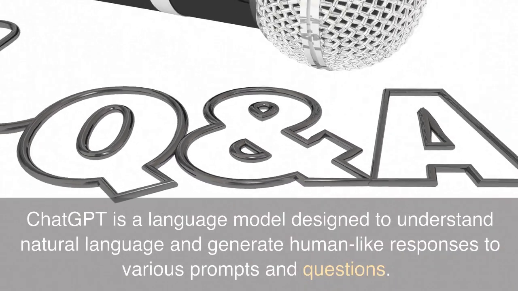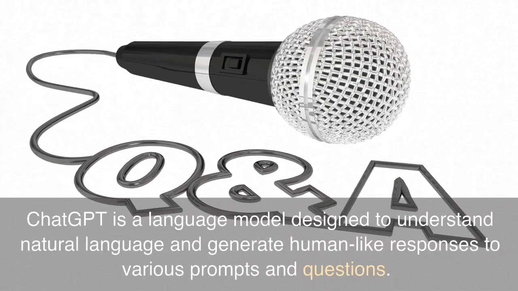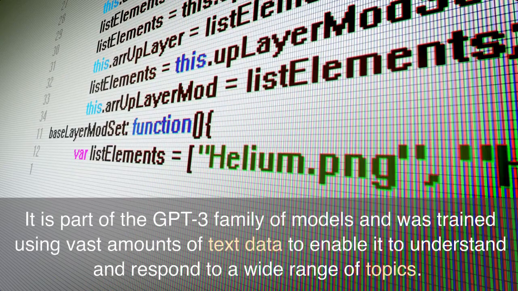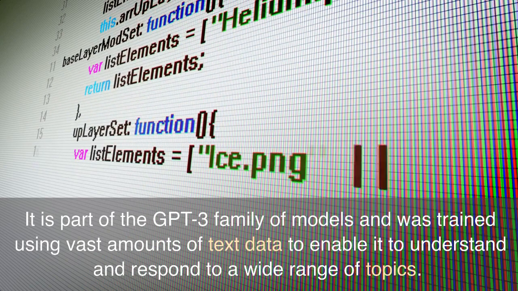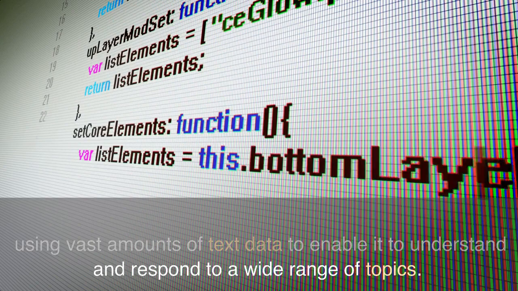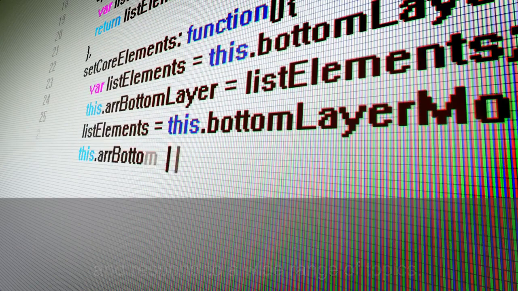ChatGPT is a language model designed to understand natural language and generate human-like responses to various prompts and questions. It is part of the GPT-3 family of models and was trained using vast amounts of text data to enable it to understand and respond to a wide range of topics.